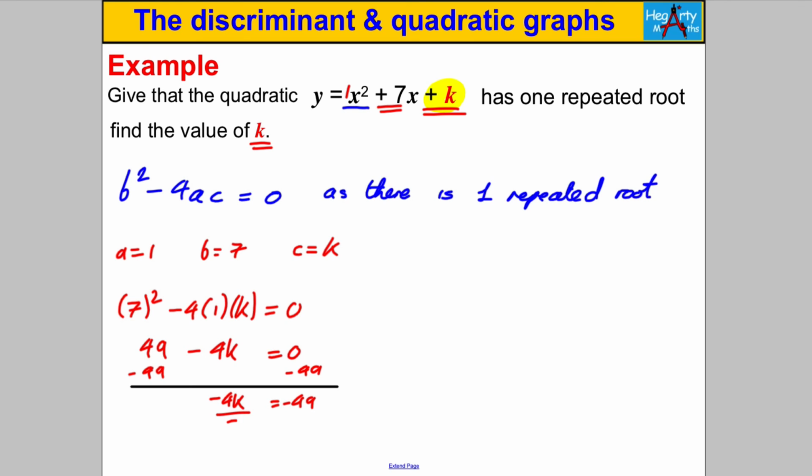And divide both sides by this negative 4. So k is therefore, well, a negative divided by negative is overall positive, and 49 over 4, we can leave our answer like that. And that's it. We found this k. When k is that number, the discriminant is equal to 0, and hence the quadratic has one repeated root, and hence we have done the question.